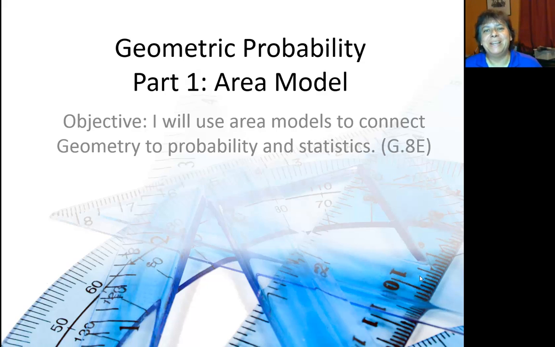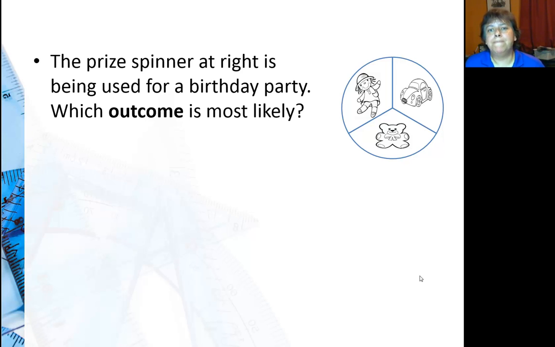Okay, too much explaining. So now we're going to go ahead and use some of the things we've learned, in particular with the area, to model probability. And when you first learned about probability in middle school, you were primarily working with spinners. And I would show this spinner to my sixth graders, and I'd say, which of these outcomes is most likely?